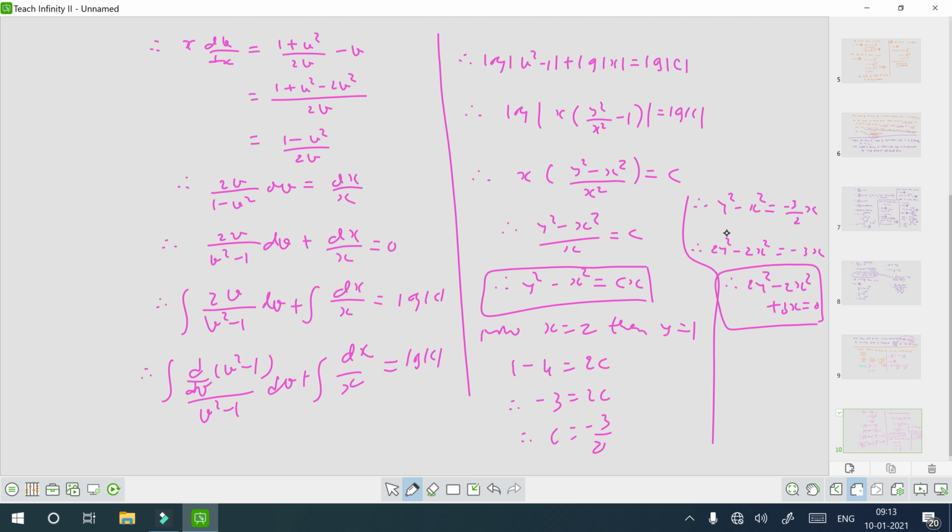Dear friend, this is the end of chapter number 9, differential equation. In the next lecture, we are going to see application of derivative. Clear? Thank you.